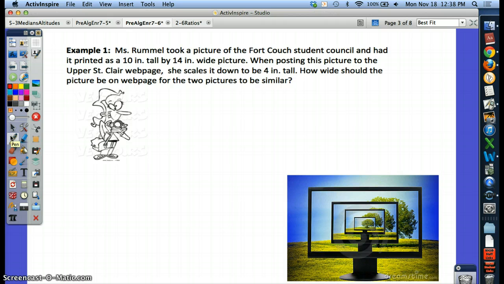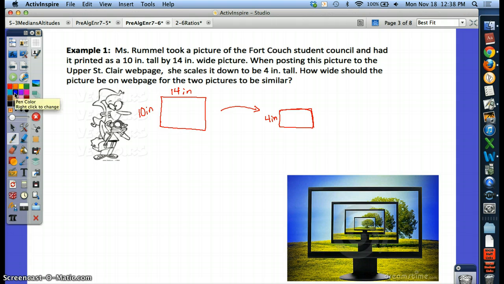I think it's best actually to start with a picture. So Ms. Rummel took a picture, and it is 10 inches tall by 14 inches wide. So here's my 10-inch tall, here's my 14-inch wide picture. She's going to shrink it down, so it's going to become smaller, and it's going to become 4 inches tall. And I want to know how wide it's going to become. So this is the part I don't know.